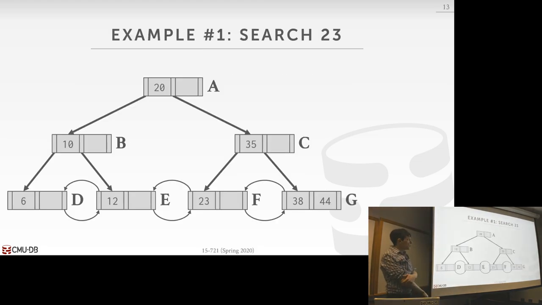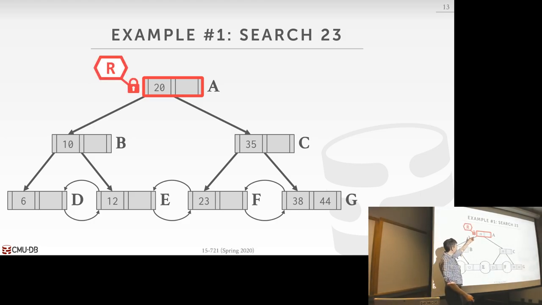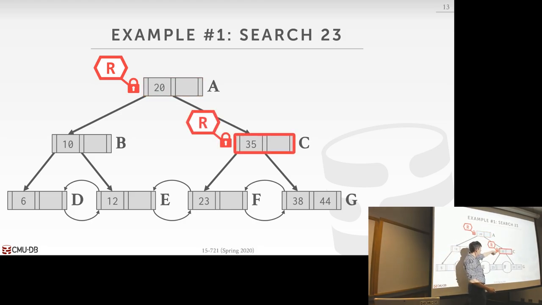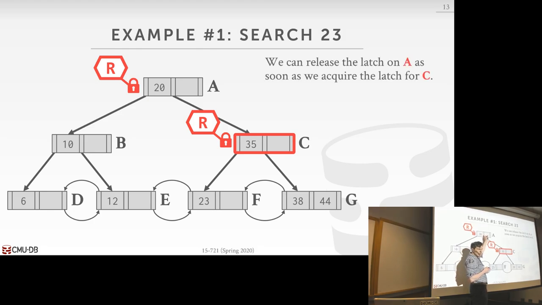So for the search, again, the basic operation is I want to do a lookup on key 23 down here. At this first node, I'll acquire the read latch. Then I traverse down to this node here. And at this point, because I'm doing just a lookup, I'm never going to go back to the root node A, so it's safe for me to release that latch. And this is why it's called crabbing, because it's supposed to be how a crab walks, with one leg forward and then the next one, back and forth.